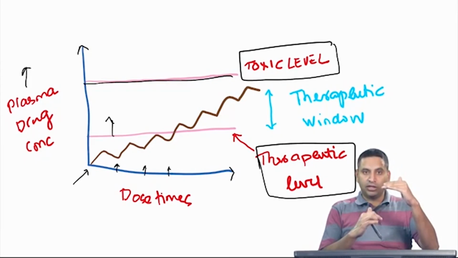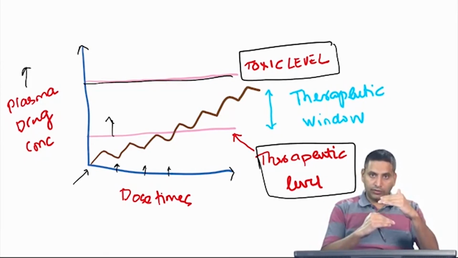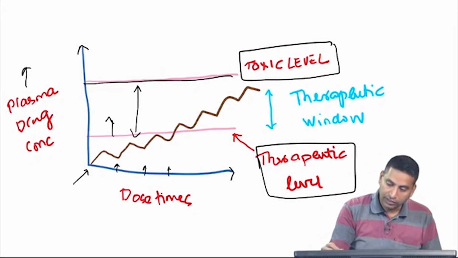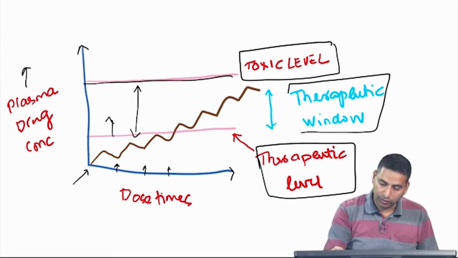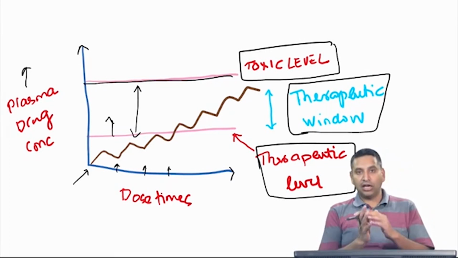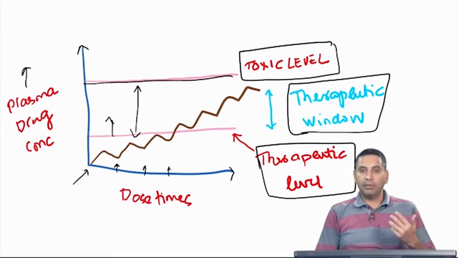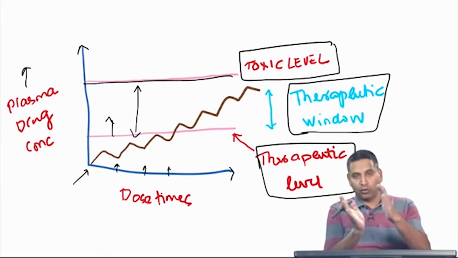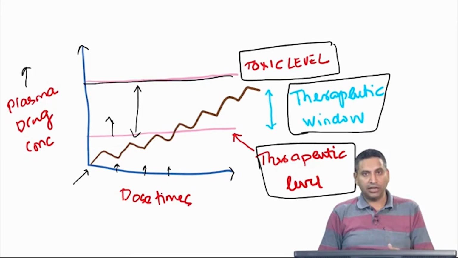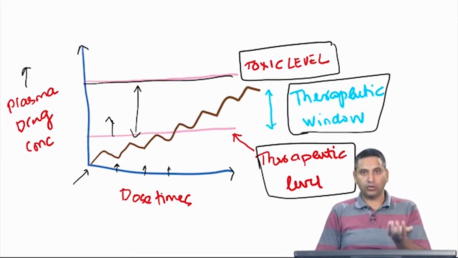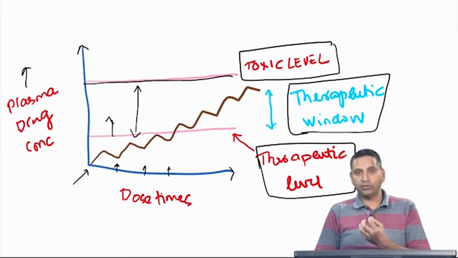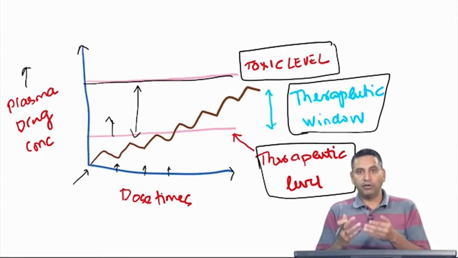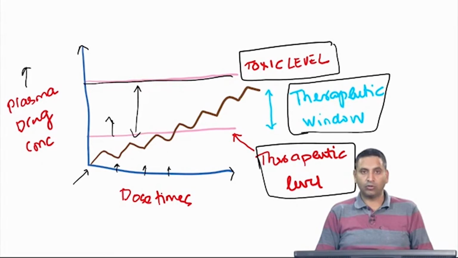The window that is formed between these two levels, the therapeutic level and the toxic level, is called the therapeutic window. The larger the therapeutic window, the better it is in terms of how we want to administer a drug. The smaller the therapeutic window, the higher the chances that the drug would be toxic, and therefore one needs to establish a fairly good therapeutic window if we wish to administer the drug to humans.